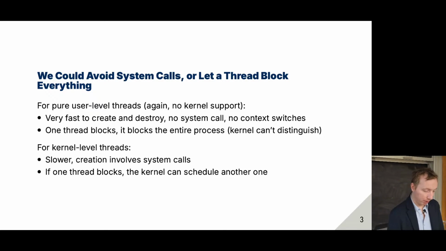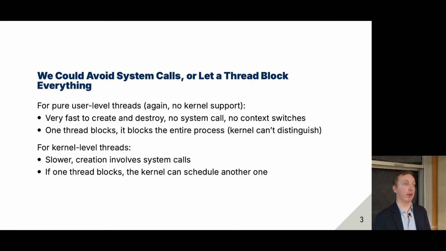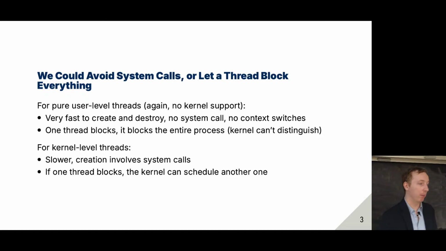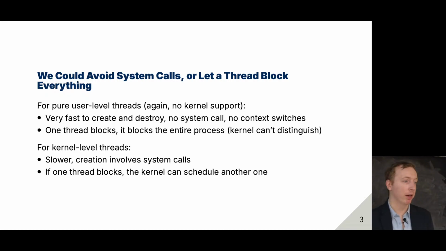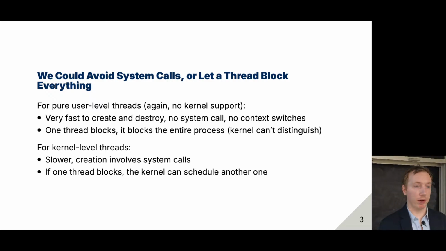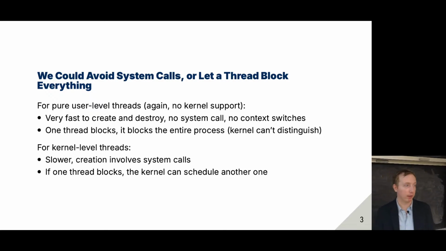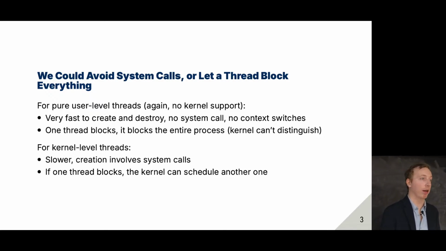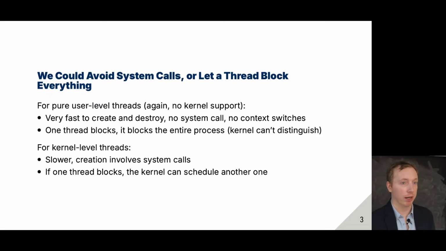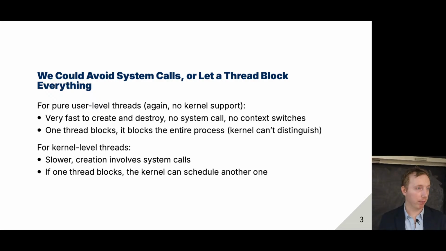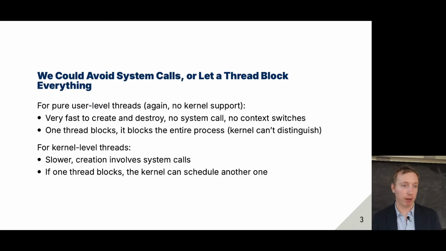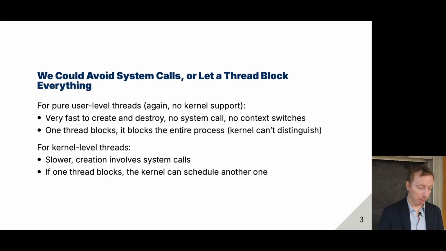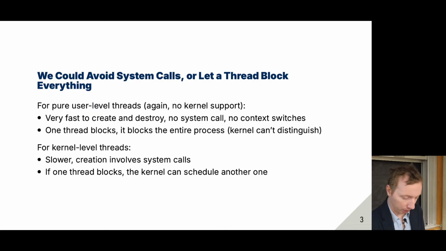If we have kernel level threads, they're going to be slower to create. We have to do a system call. But the nice thing is that even with a single CPU core, if one thread blocks, the kernel can just schedule another one. So if we had a web browser and there was some blocking call waiting for a request, we could go ahead and schedule another thread that can actually do something. That is another big benefit, and a reason why, even if you have a single core, you probably want kernel threads.